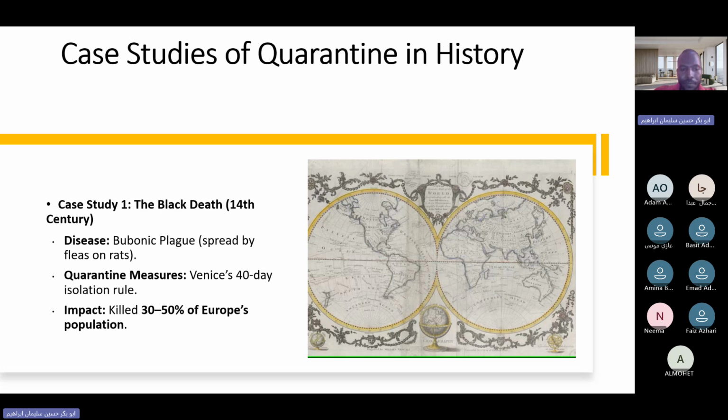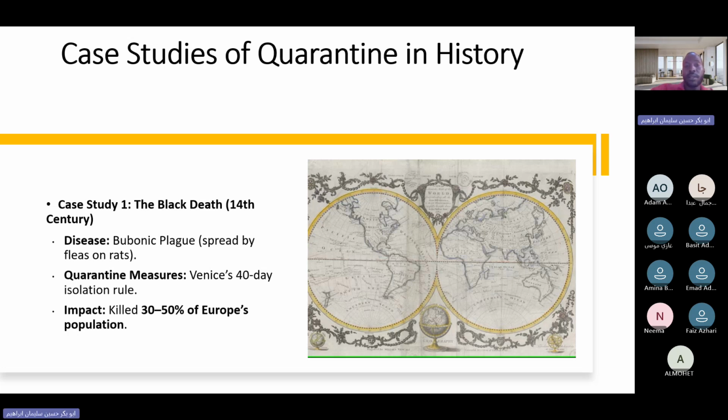The impact was that the pandemic was really very dangerous. It killed around 30 to 50 percent of the European population. That means more than 20 million, many people died during the Black Death.